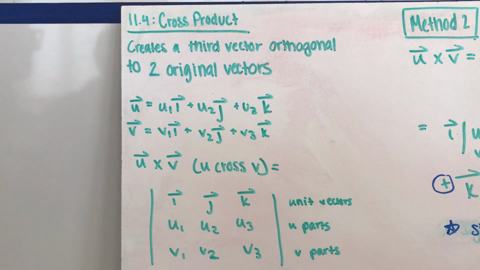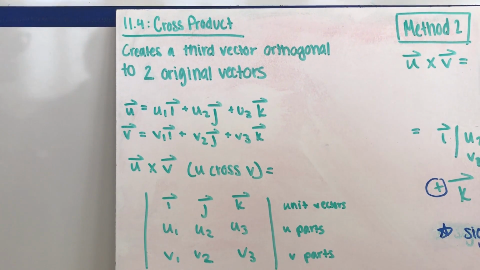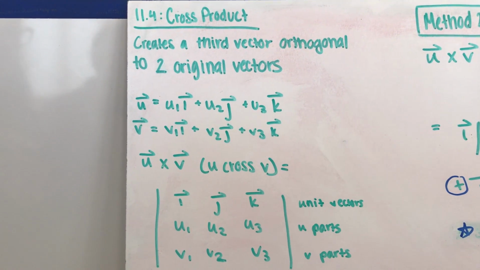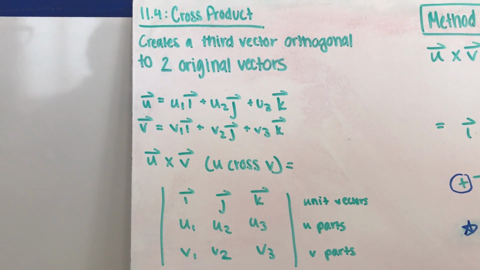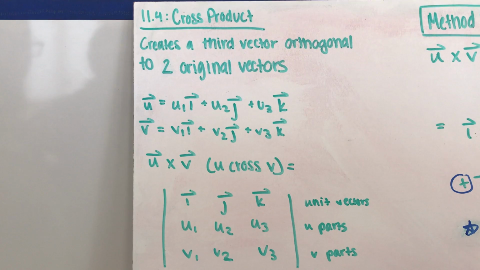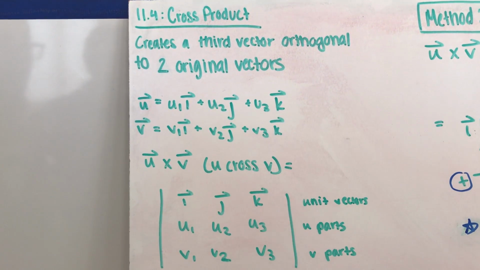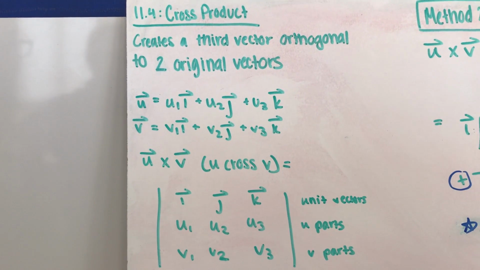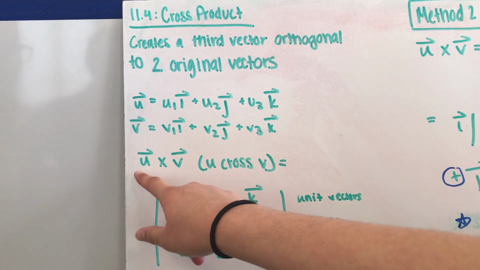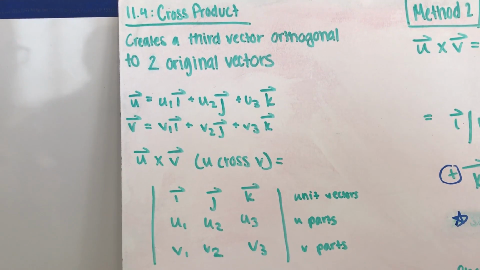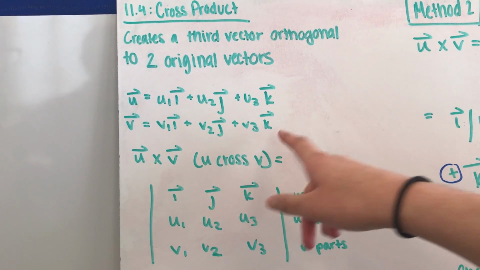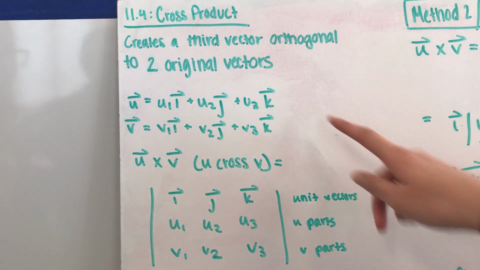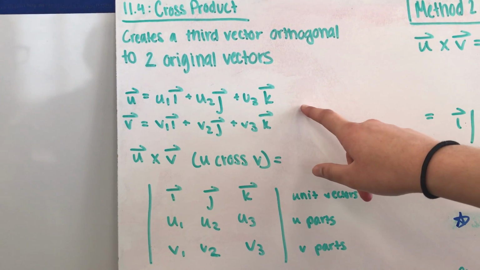Okay, hi. So 11.4 was about cross product. Basically, what cross product does is create a third vector that's orthogonal, or perpendicular, to two original vectors. It's represented by this cross over here, u cross v. So u and v would be two different vectors, and we can represent them using unit vectors.